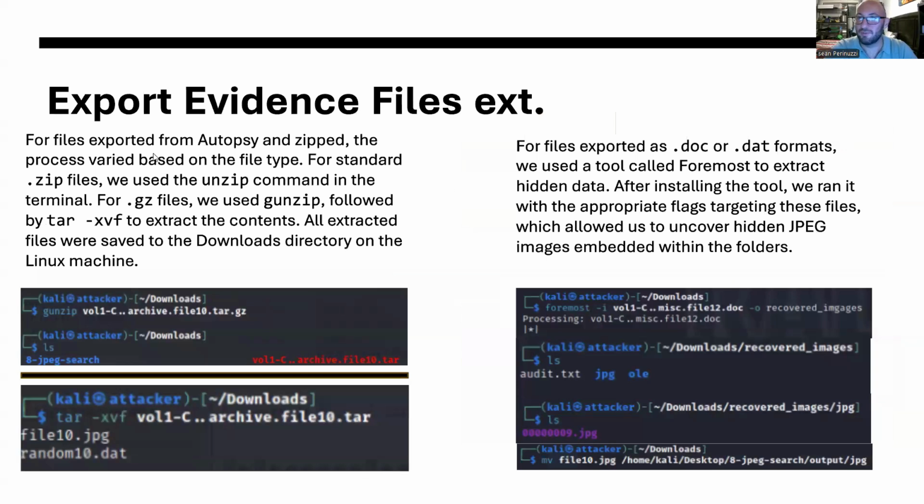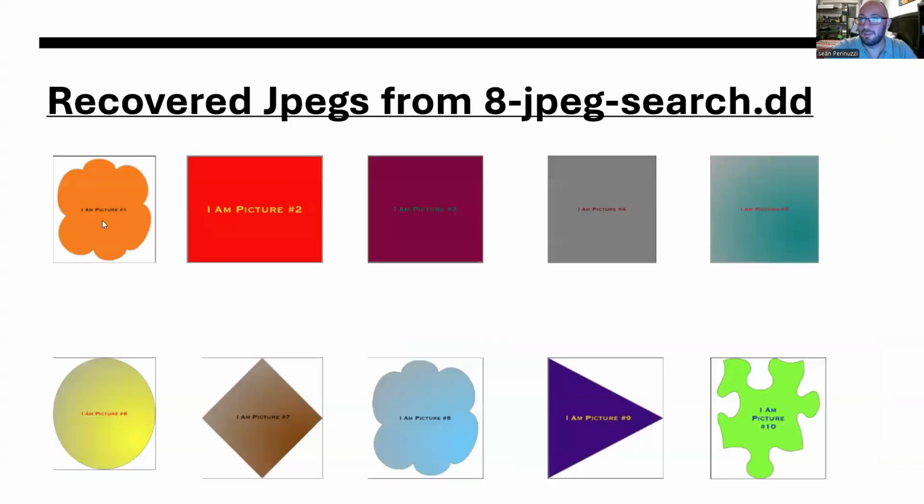For the files that were zipped, we had to run simple prompts in our command line once exported, and we were able to unzip them and retrieve the information. For the files that were wrapped in a .dac or .dat format, we were able to download a tool called Foremost, where we were able to call those file names and send an output file directory to download those images. These are all the images that we collected during our forensic analysis of this image.